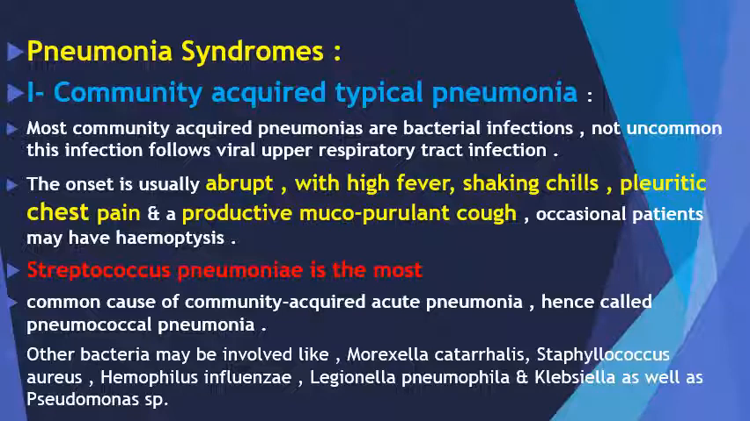Streptococcus pneumoniae is the most common cause of community-acquired typical pneumonia, also called pneumococcal pneumonia; it is the same. Other bacteria that might be involved within this category include Moraxella catarrhalis, Staphylococcus, Haemophilus influenzae, Legionella pneumophila, Klebsiella, and Pseudomonas species. All of these are included within this category.